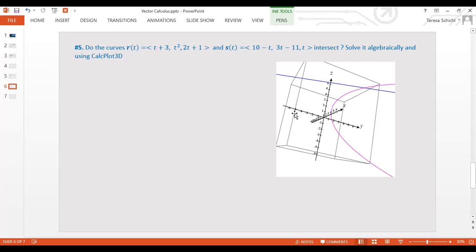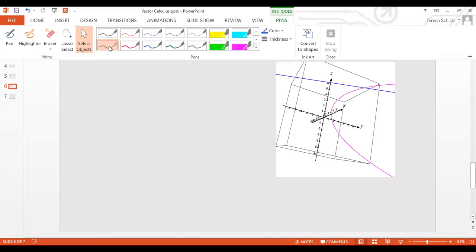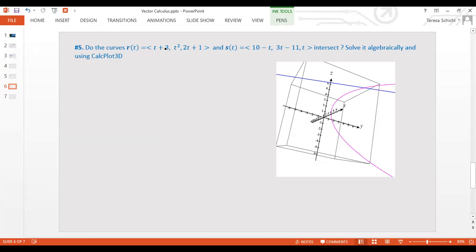for this section, talking about the vector functions. So now problem number 5: do the curve r(t) = (t plus 3, t squared, 2t plus 1) and another space curve, (10 minus t, 3t minus 11, t) intersect? Here we say solve it algebraically and using CalcPlot3D.